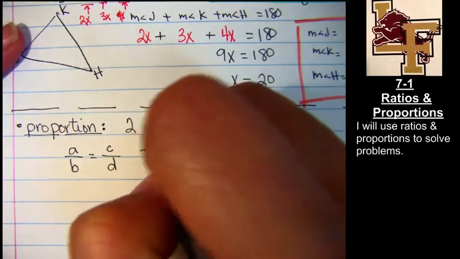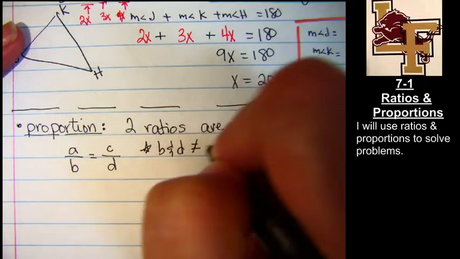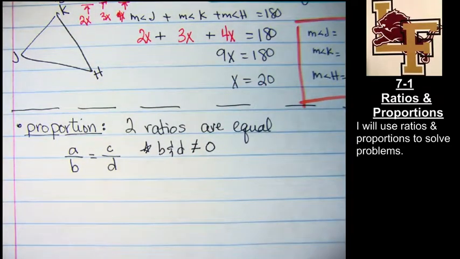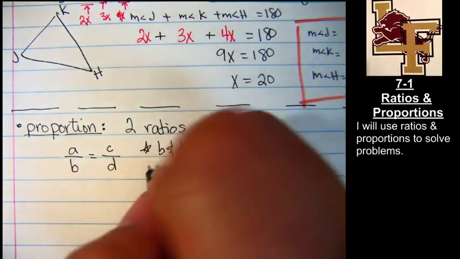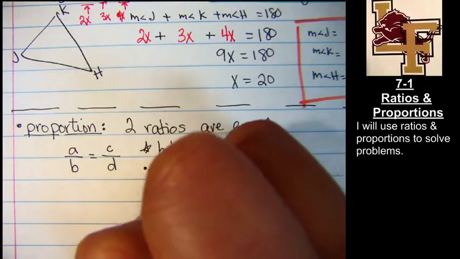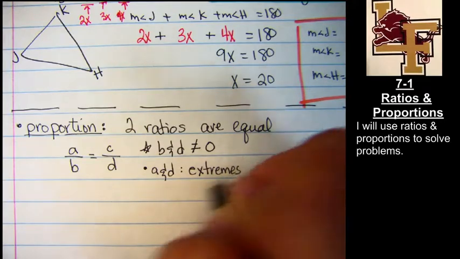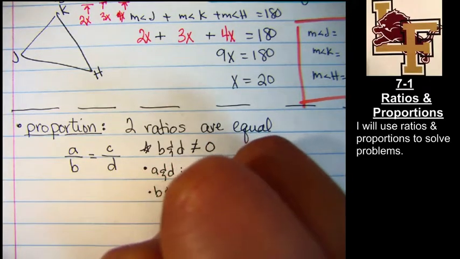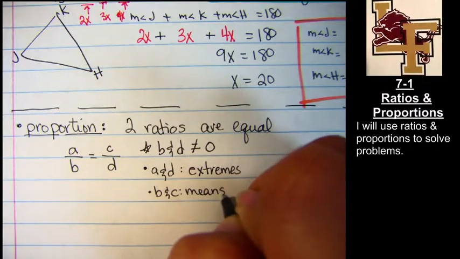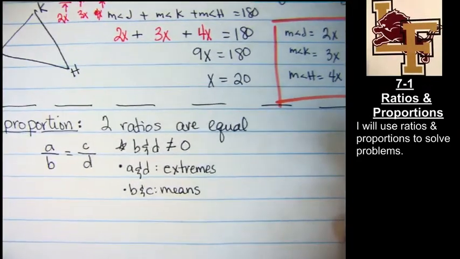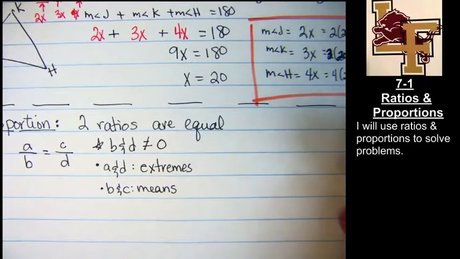Again, we have the restriction that neither B nor D are allowed to be 0. Again, because we're dividing by them. And if we divide by 0, we break algebra, bad things happen. Let's not do that. A and D in that special relationship are called the extremes. And B and C in this setup are called the means. I haven't figured out why, but they are. So if you hear me say, oh, just multiply the extremes, those are the ones I'm talking about.